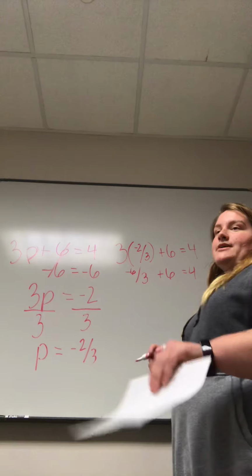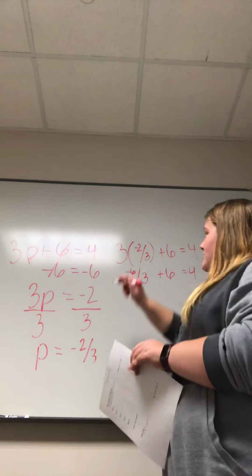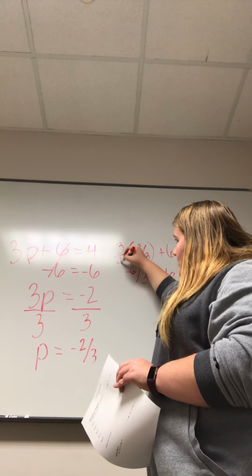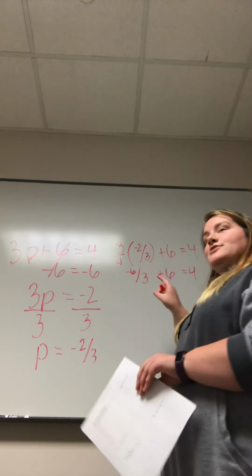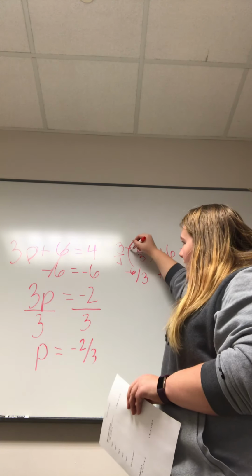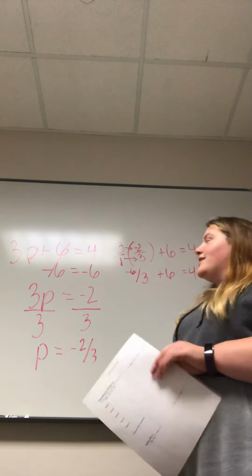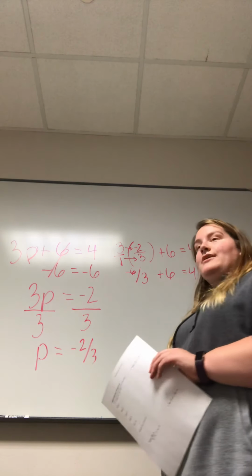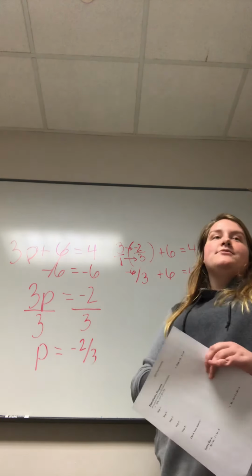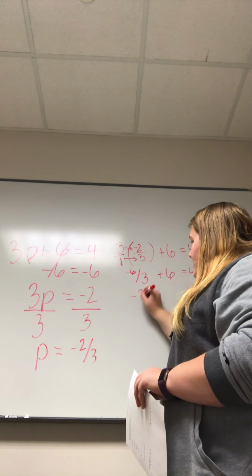I have a question. How'd you get negative 6? 3 times negative 2, because this 3 can also be written as 3 over 1. And when you multiply fractions like this, you multiply across, and then you'll have your new top and your new bottom for your fraction. Okay. So then negative 6 divided by 3, because that's the same thing as dividing when it's a fraction, is going to be equal to negative 2.